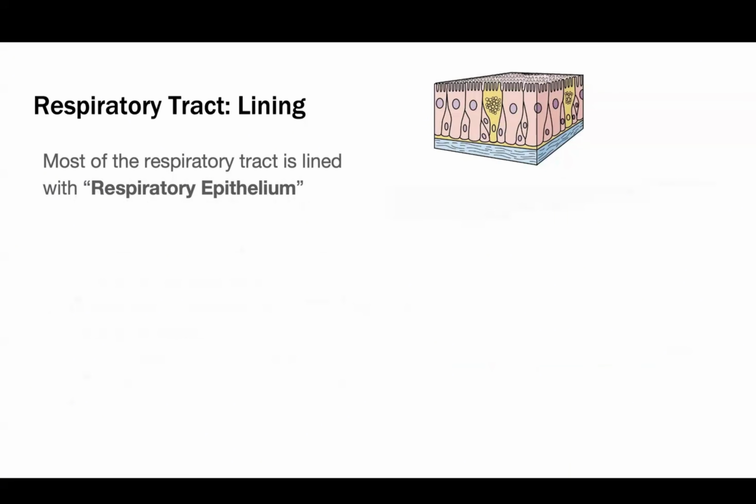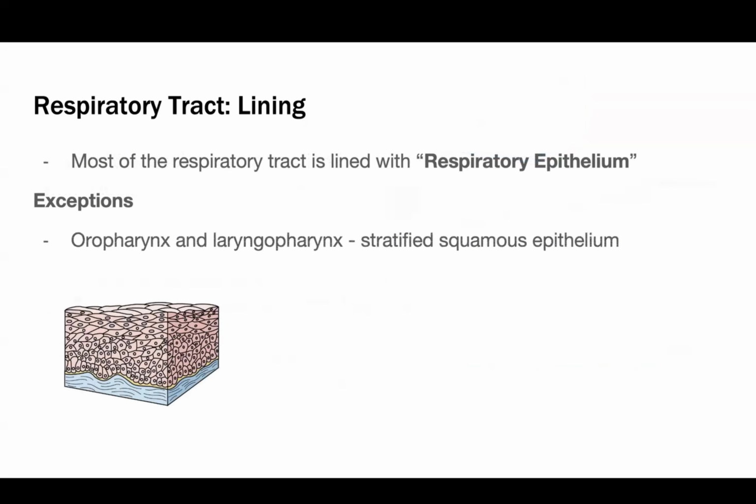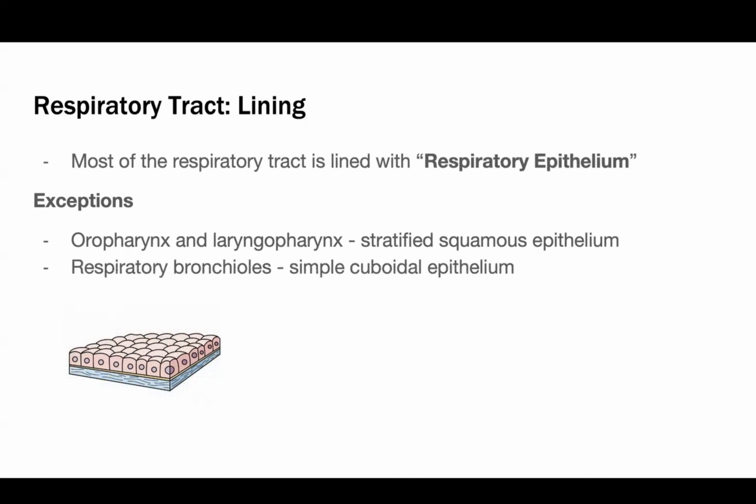The respiratory epithelium, despite the name, is not found all throughout the respiratory tract. You've got a few exceptions. For instance, the oropharynx and the laryngopharynx are a super common one because these are shared passageways between food, water, and air. You need something tough, not something that's ciliated and delicate, which is why you're going to have stratified squamous epithelium. Your respiratory bronchioles are the transitional zone.